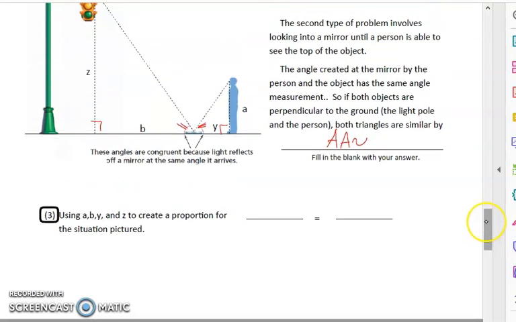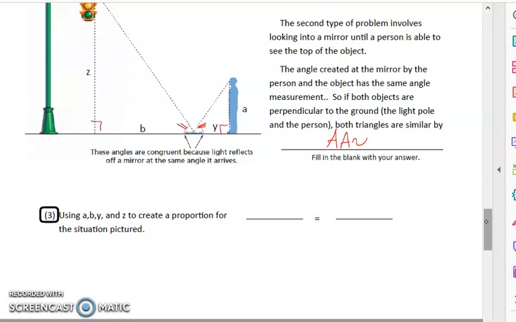So if you would take a moment and think about the four letters A, Y, B, and Z in your handout, and set up a proportion. There's actually more than one way of doing this. Set up the proportion and cross multiply. I'll talk about the two different cases, and then we'll move on to an example.